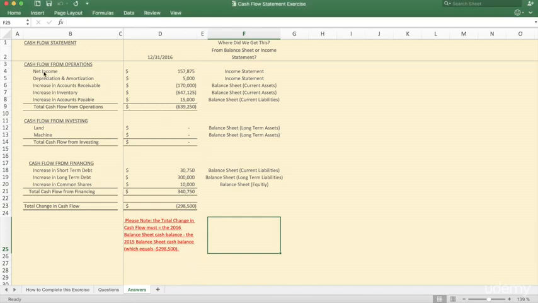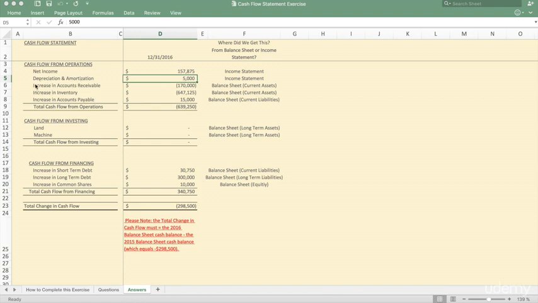So we always start with net income at the top of the cash flow statement. And this obviously comes from the income statement. And then we get one more item, usually from the income statement, which is depreciation and amortization. You just add it back because, of course, it's not a cash expense. And after depreciation, what we do is we look at the change in working capital.